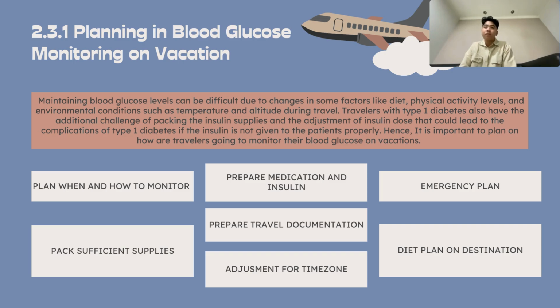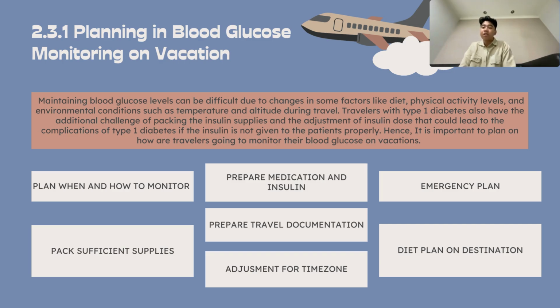Second, pack sufficient supplies. Before packing the supplies for blood glucose monitoring, the patient should first consider capillary blood glucose monitoring or continuous blood glucose monitoring based on individual needs. This equipment can be packed in a carry-on bag, carried in more than the needed amount, and needs to be tested before being packed to ensure that it works.